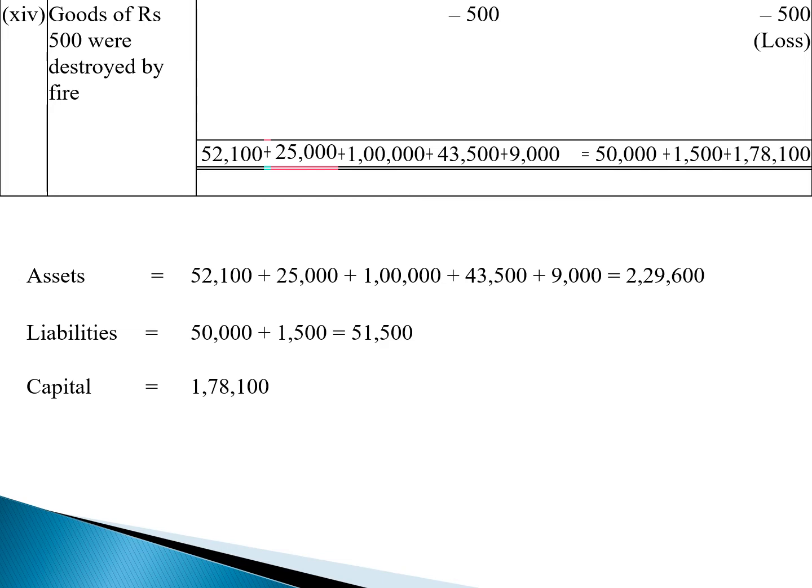Now, if we add all the amounts given in the asset side, 52,100 plus 25,000 plus 1 lakh plus 43,500 plus 9,000, you will be getting 2,29,600. If you add the liabilities, it is 50,000 plus 1,500, which is equal to 51,500. When it is added with capital of 1,78,100, you get an amount of 2,29,600, which is equal to the assets.